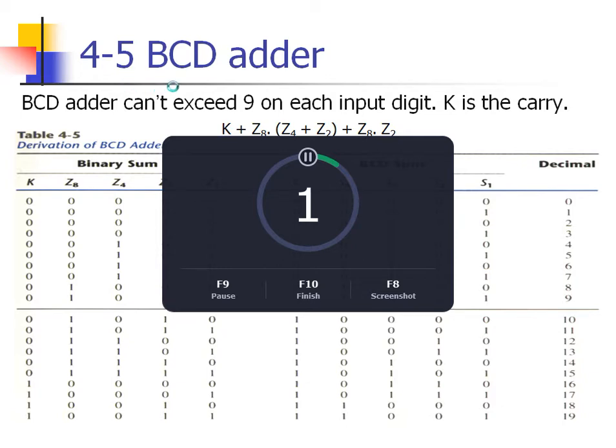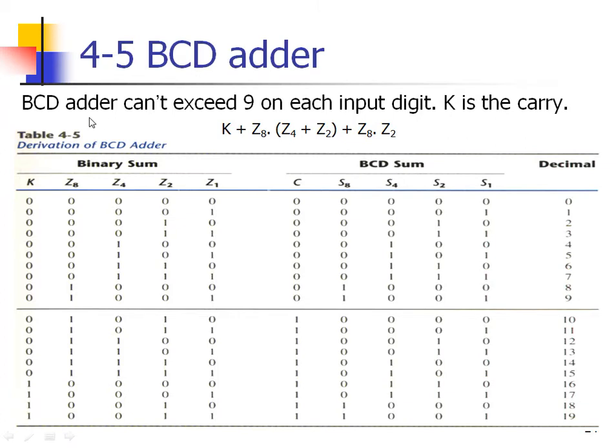Here is the BCD adder, a binary coded decimal adder. The binary coded decimal adder cannot exceed 9 on each input digit, where here the K is a carry. The K that is represented here is a carry. Let us see the input digits given in this adder.